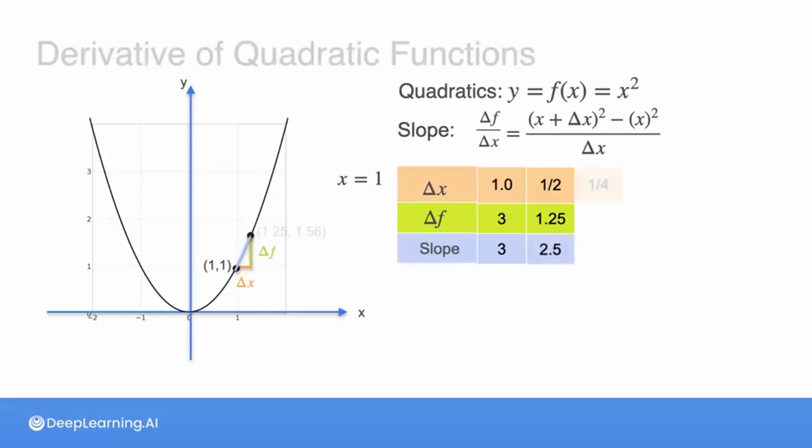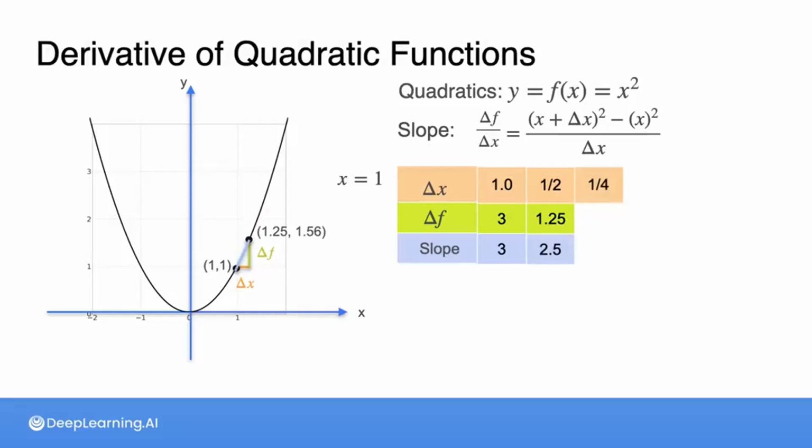Now let's make an interval even smaller. Let's make it of length 1/4 horizontally. So what is delta f now? Well, delta f is 1 plus 0.25 squared minus 1 squared, which is 0.56. And the slope is 0.56 divided by 1/4, and that is 2.25. Now let's continue making this interval smaller to see where the slope goes. It went from 3 to 2.5 to 2.25. Where do you think it's going to go?